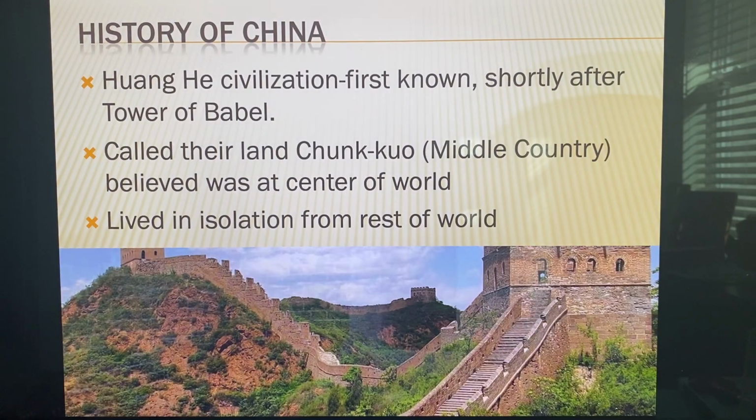The history of China. Well, the Huang He civilization is the first known civilization to come into that area shortly after the Tower of Babel. So we're talking way back, before 2000 BC. They called their land Zhongguo. What's Zhongguo? It meant middle country. It was called the middle country because they believed that it was at the center of the world. So they lived in isolation from the rest of the world for many centuries, a few thousand years, in fact. Here's a picture of the ancient civilization on the Huang He.